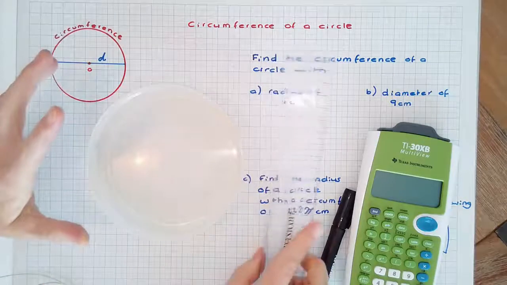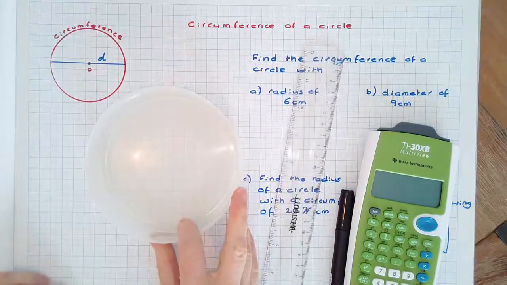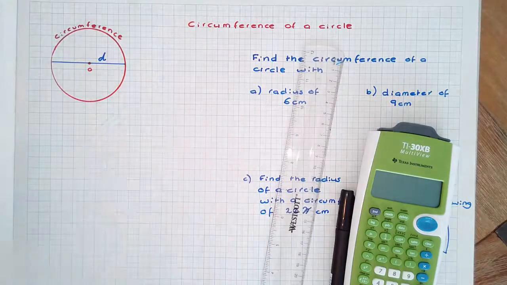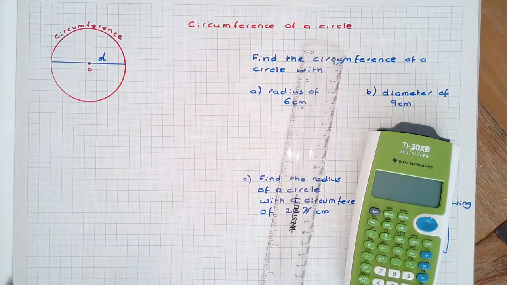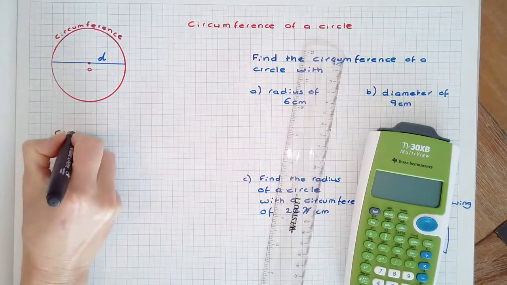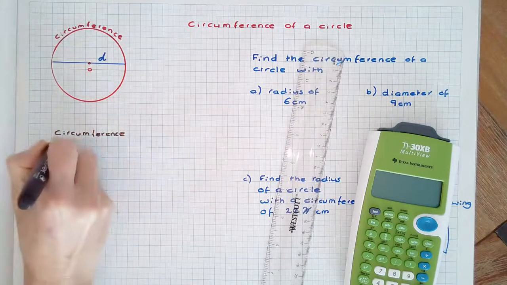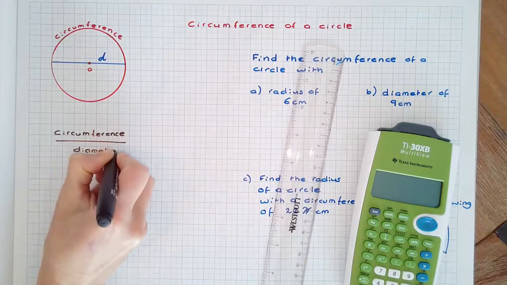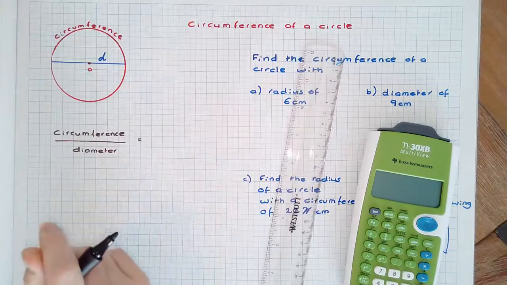If you continue to do this with different shaped circular objects, you'll find something really interesting. Be accurate. Pause this video and try it out. Hopefully you noticed that the circumference divided by the diameter equaled a number around 3 point something each time.